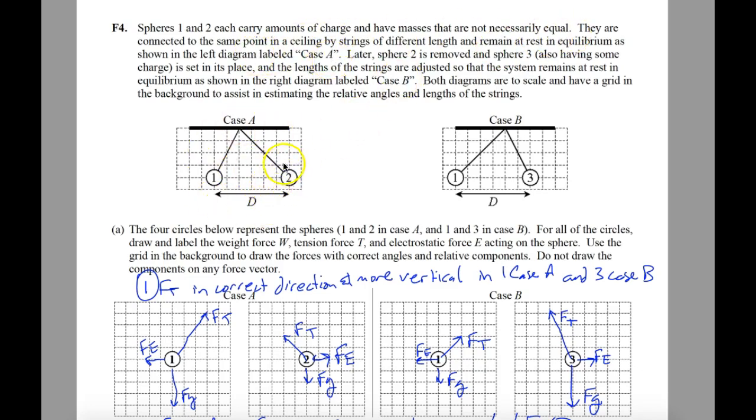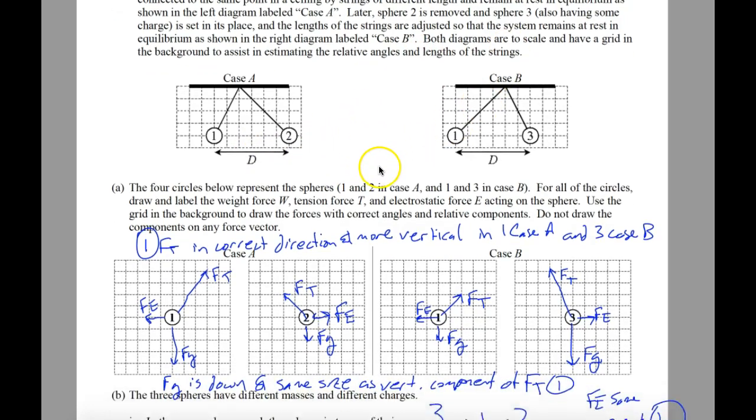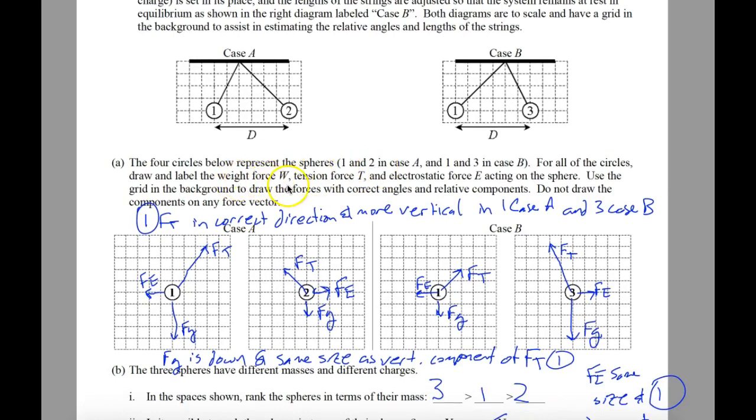Later, sphere 2 is removed. We take this out. We put sphere 3 in. And when we do that, we notice that the system changes. So now our number 1 is further from the vertical line and 3 is closer. So it's kind of the opposite of what you see in case A. Both diagrams are to scale and have a grid, so that will help you see the relative angles and the lengths of the string. So the 4 circles below represent case 1 and 2 in case A, and then 1 and 3 in case B.